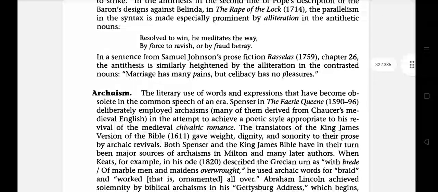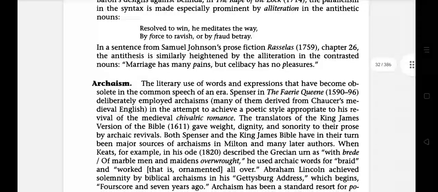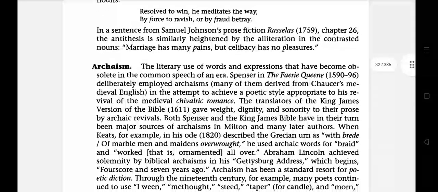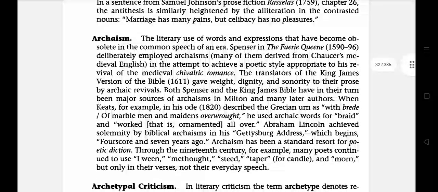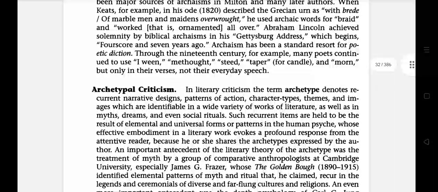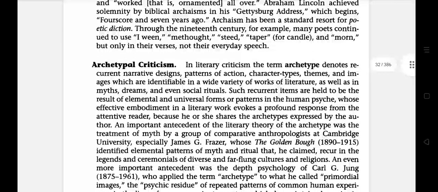Our next literary term is archaism, the literary use of words and expressions that have become obsolete in the common speech of the era. For example, Spenser's The Faerie Queene deliberately employed archaism, many of them derived from Chaucer's medieval English.